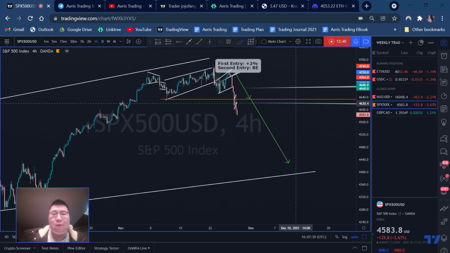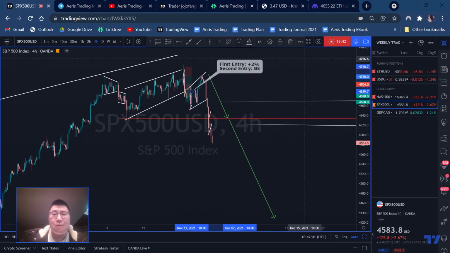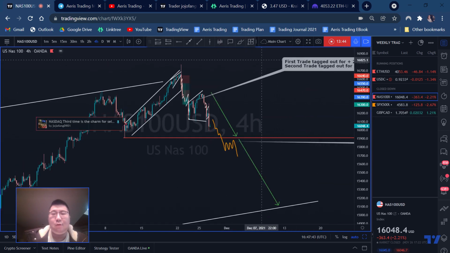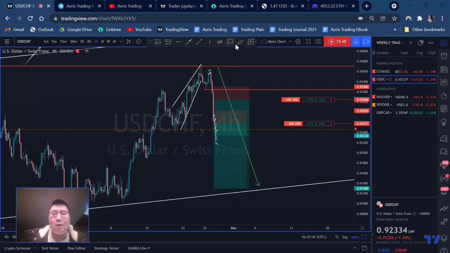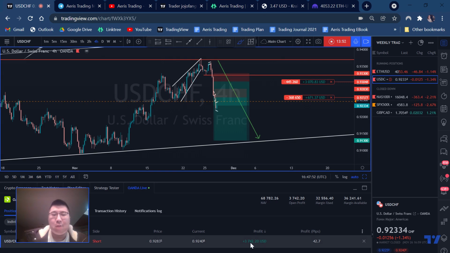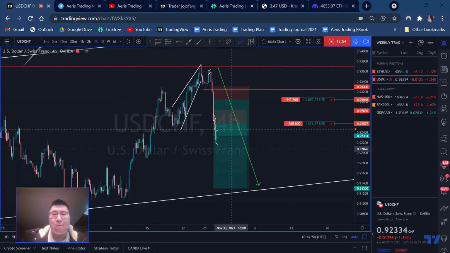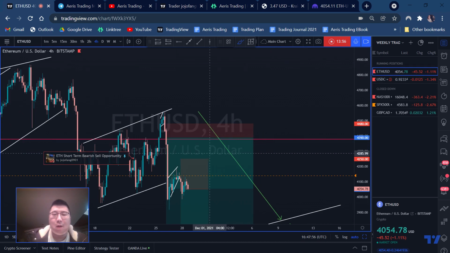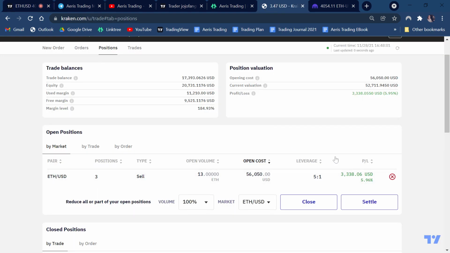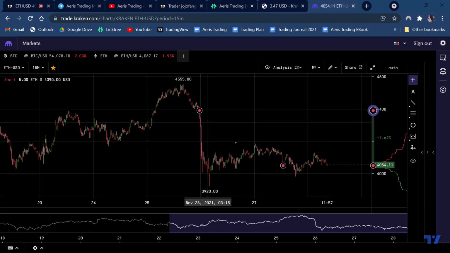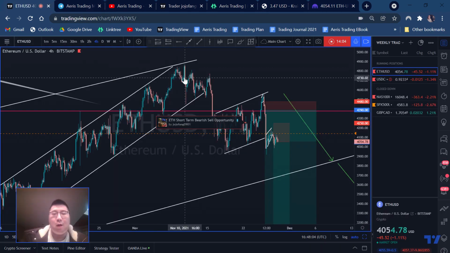S&P 500 got out two positions for 2% profit, and NASDAQ here two positions got off for 3.91%. And the two current positions that I'm still running are Dollar Swiss and Ethereum. Dollar Swiss is running about 3.7% right now on two positions. And Ethereum here, I think it's running about 3.2%, 3.3% right now as we speak, and we'll see how these positions go in the upcoming week.